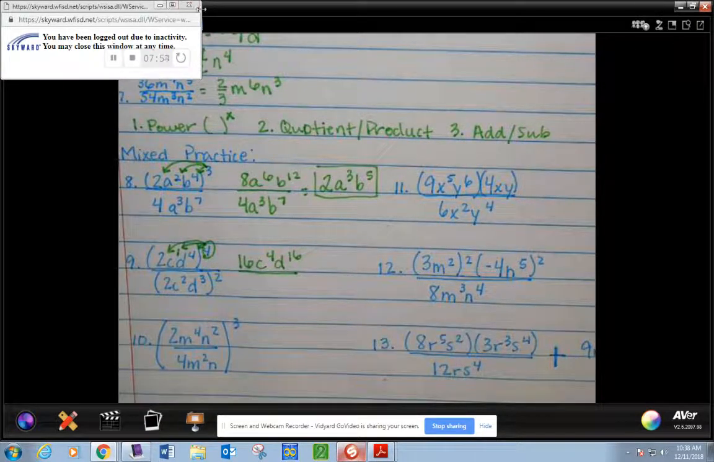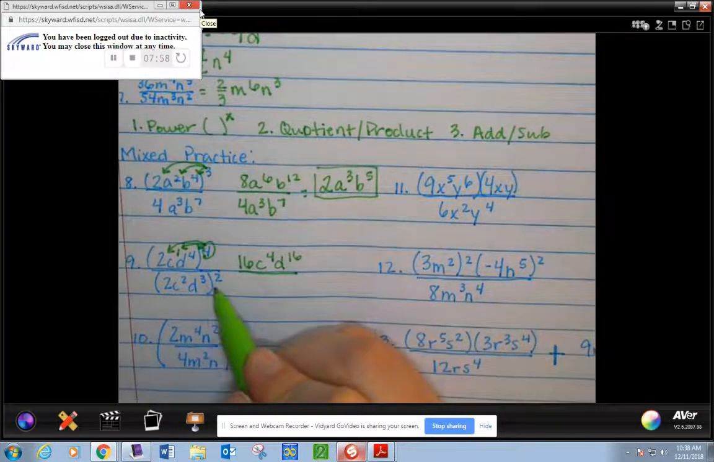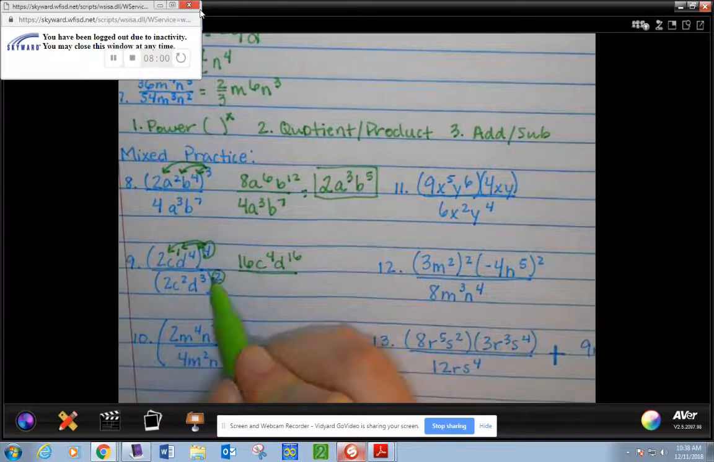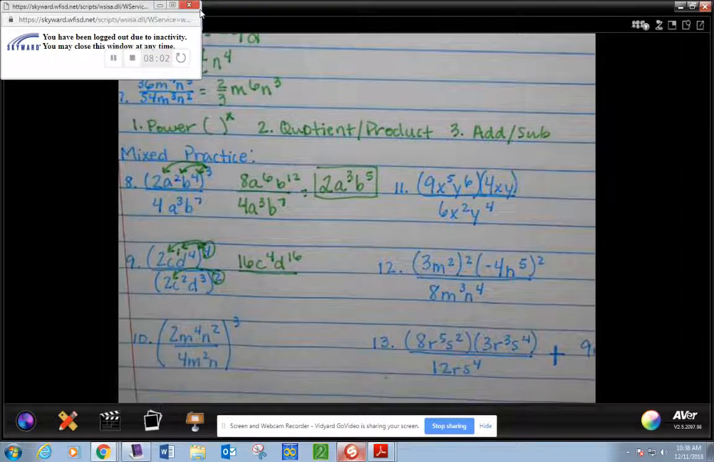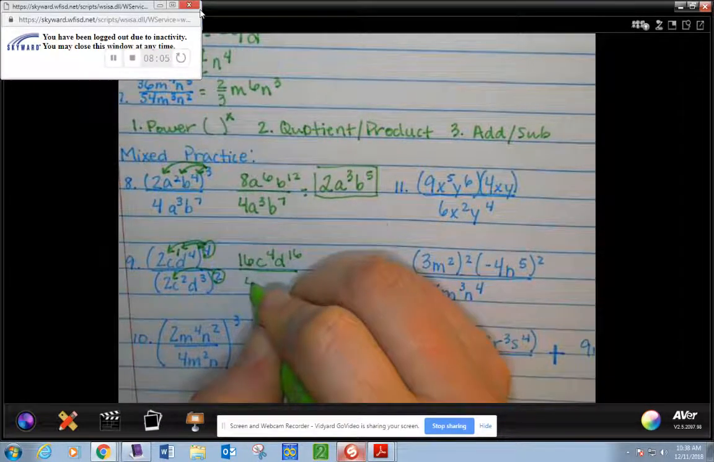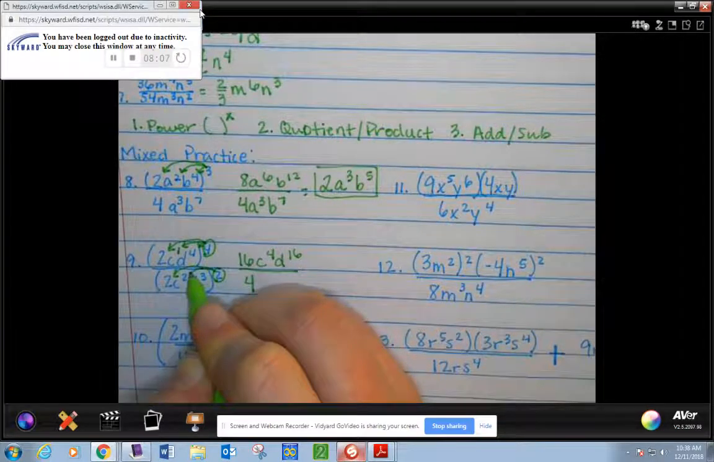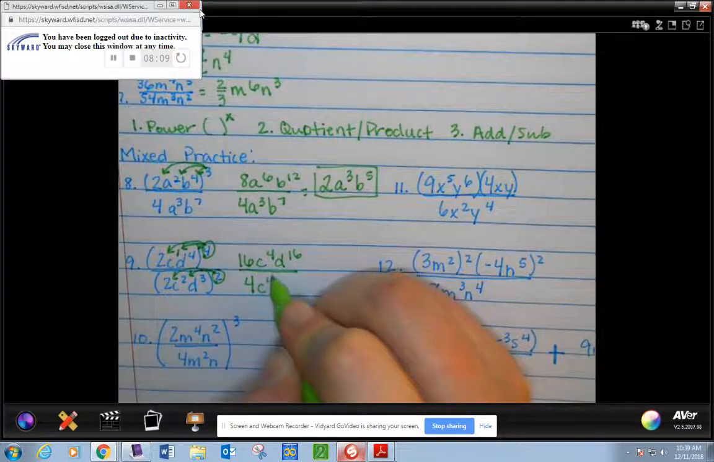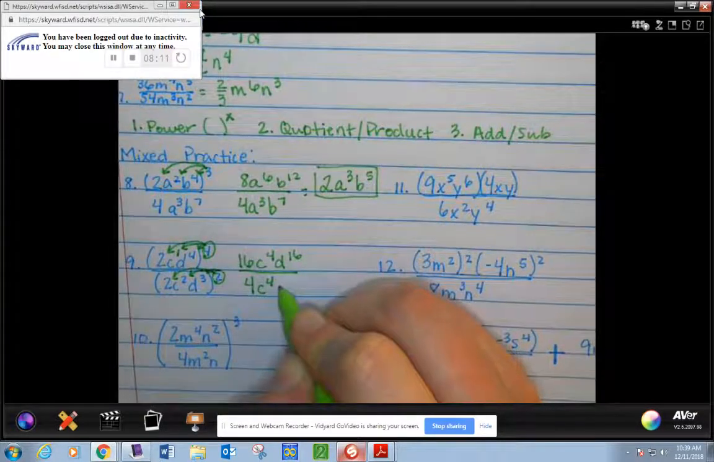Okay, and now what you're going to do, you look at the bottom, you have another outside exponent. I'm going to take that 2 and I'm going to put it on 2. So 2 squared is 4. And then I multiply. 2 times 2 is 4, so c to the 4th. 2 times 3 is d to the 6th.